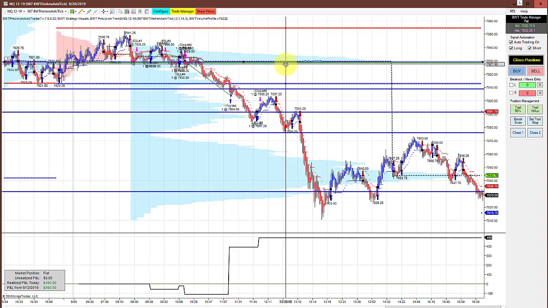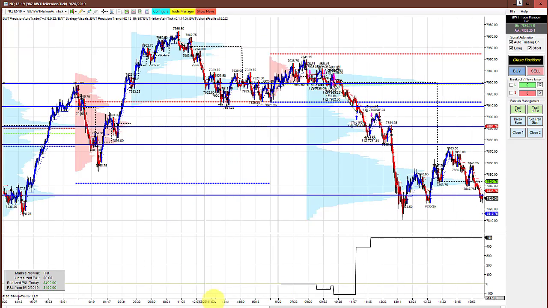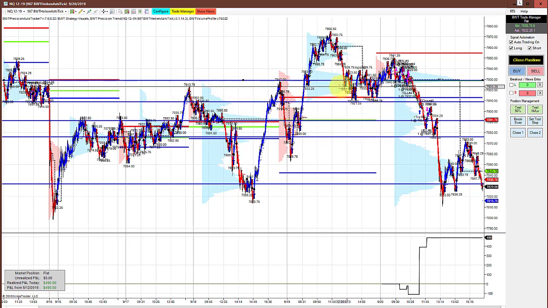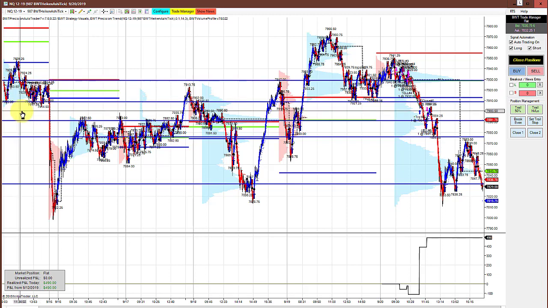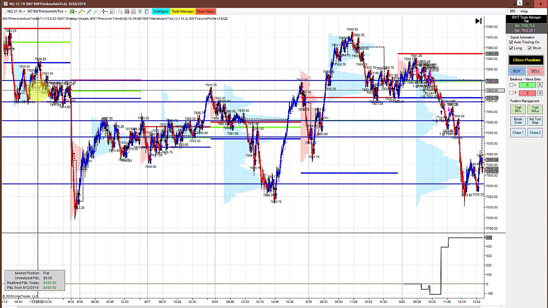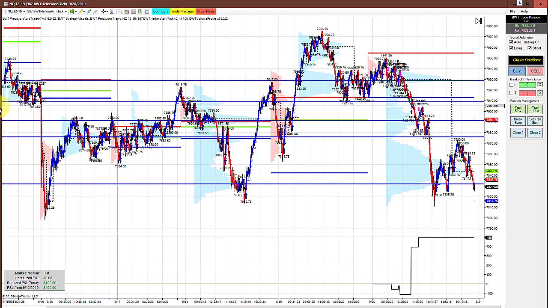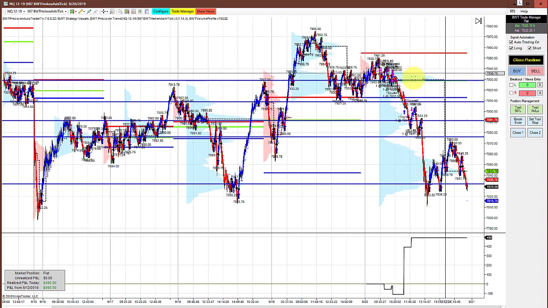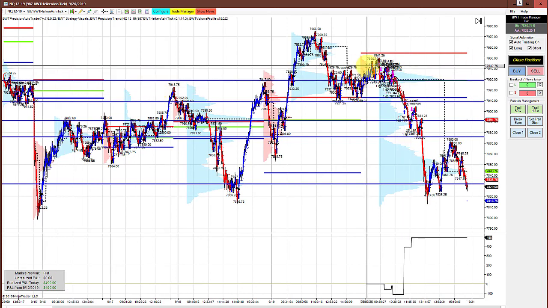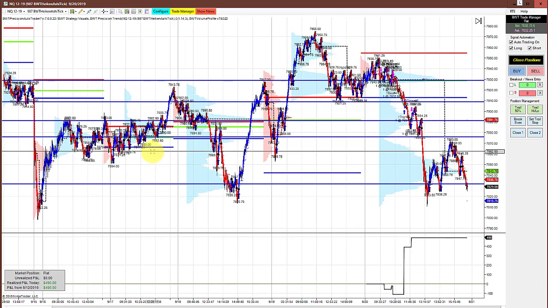This key level here up top was a high volume node from yesterday, and also the high of the value area from Friday of last week, which would be the 13th. So that was this volume node here. This was the high of the value area here, and then this volume node.